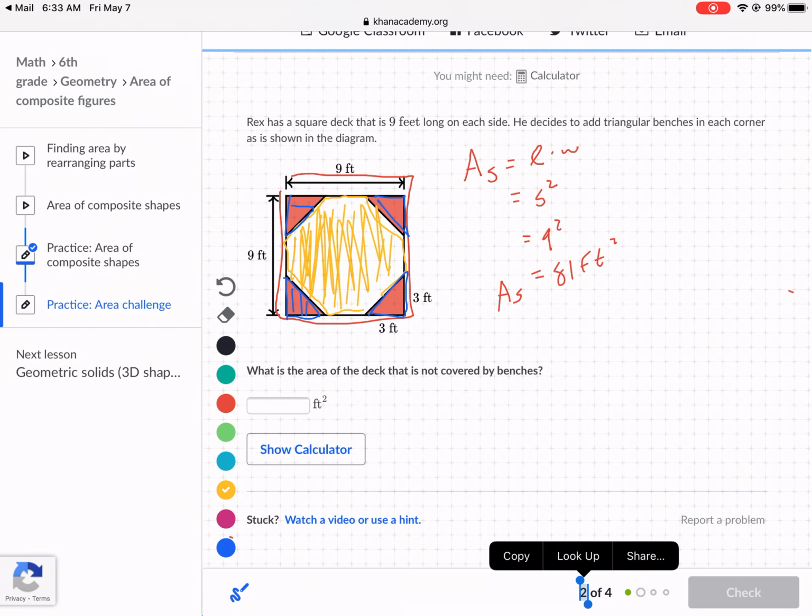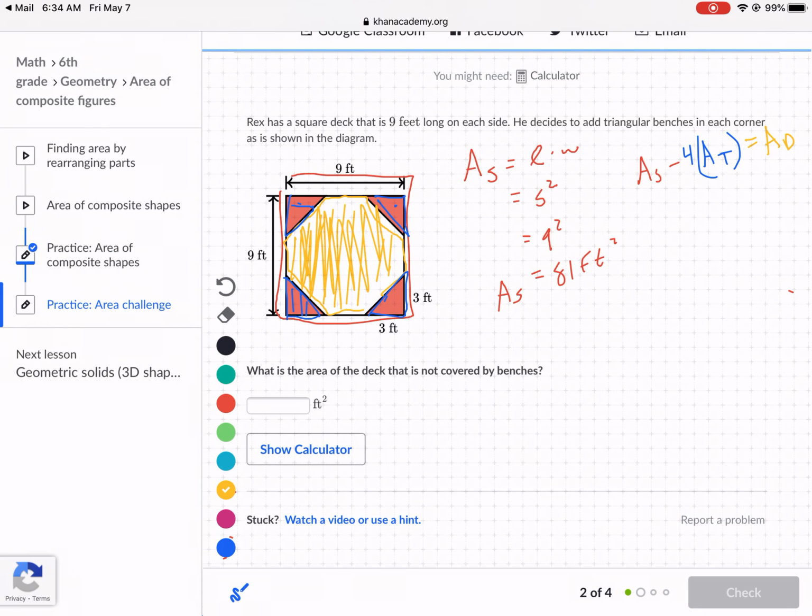That's what I want. And I'm just going to rewrite this. Area of the square minus area of the triangles. But here's the thing. I have 4 triangles, so what I need to do is find the area of one and multiply it by 4. So I'm going to do the area of the square minus 4 times the area of the triangle, assuming that they're all the same. And this is going to be the area of my deck, I'll call it AD.